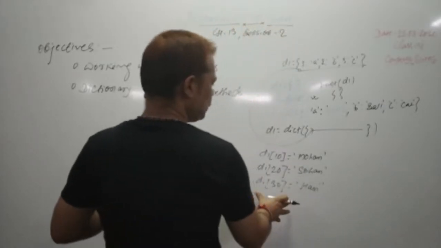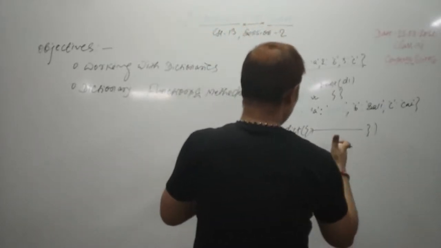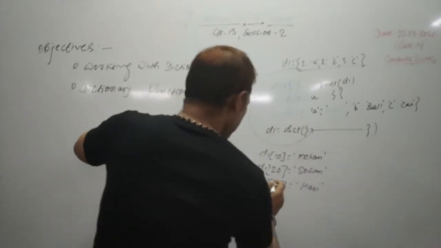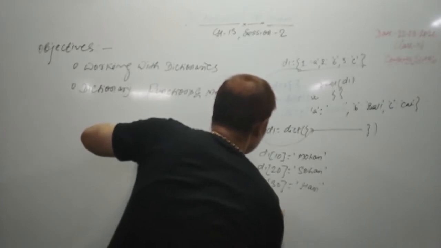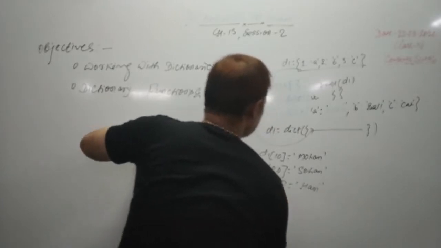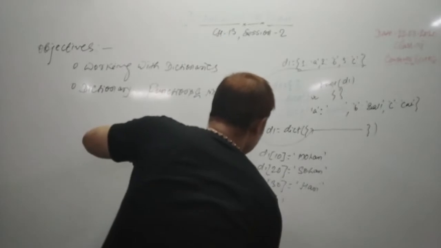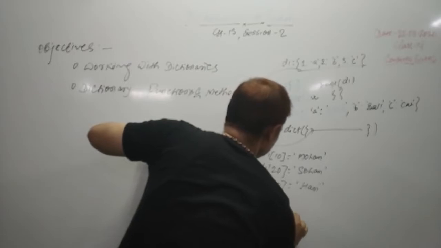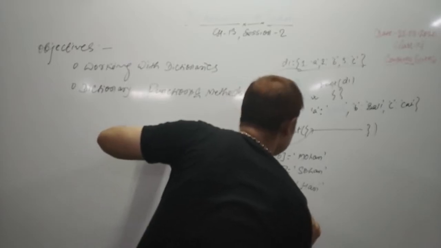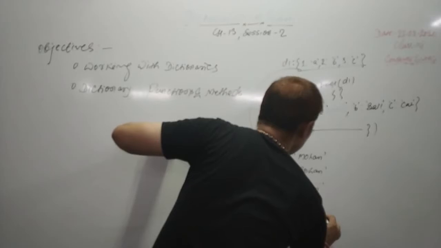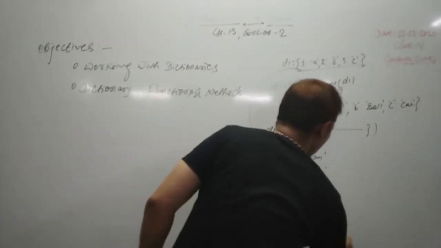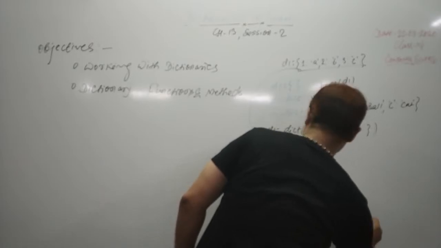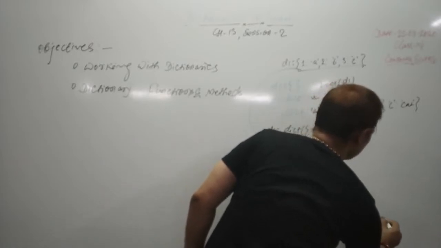Once you pass the values for the different keys, if you give the command print D1, your dictionary will look like 10 colon Mohan, then comma, 20 colon Sohan, and likewise, then comma, 30 colon Hari. So this will be your output.